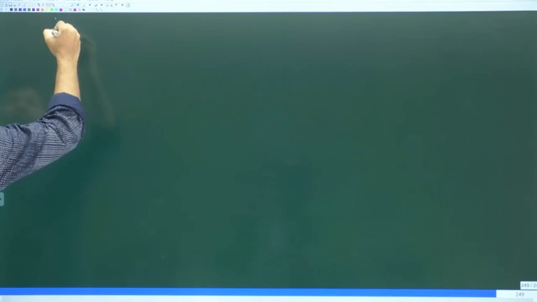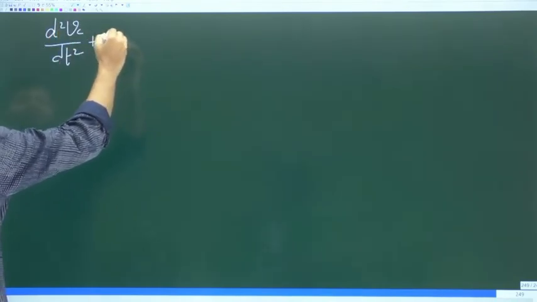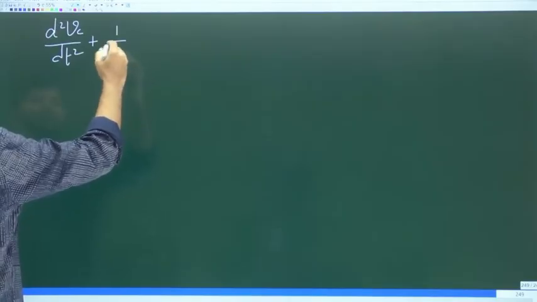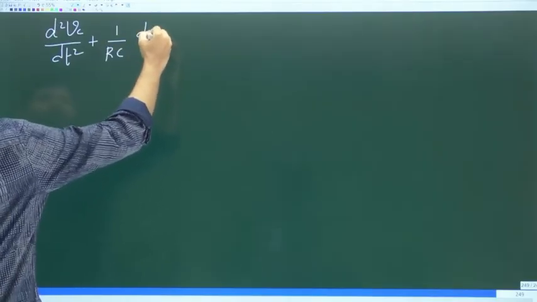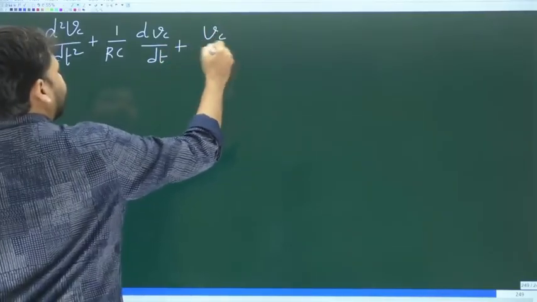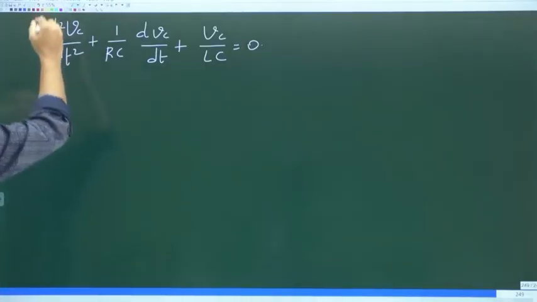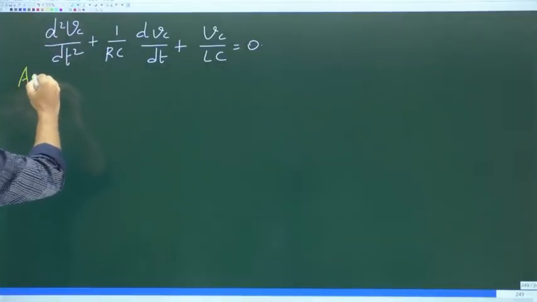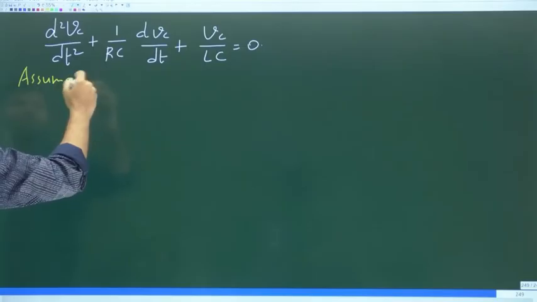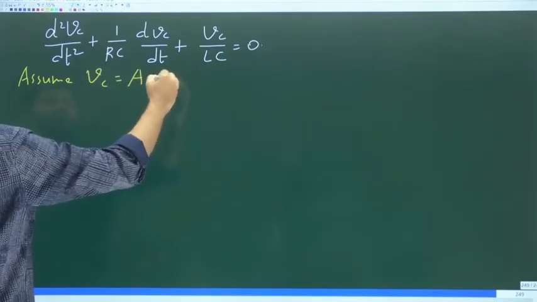So what is that differential equation? d square vc by dt square plus 1 by RC dvc by dt plus vc by LC equal to 0. Now for this differential equation, the solution that we should assume is what? Assume vc equal to what?